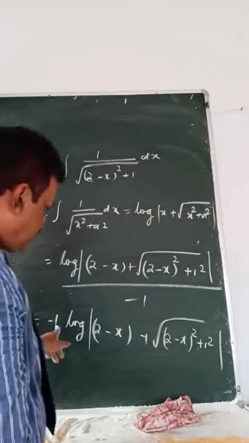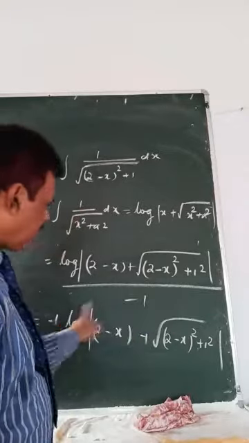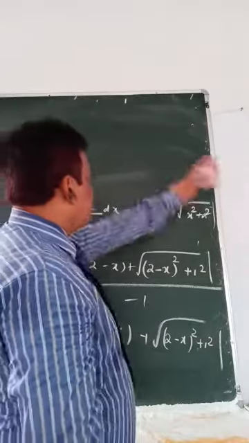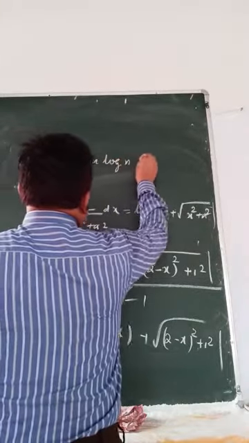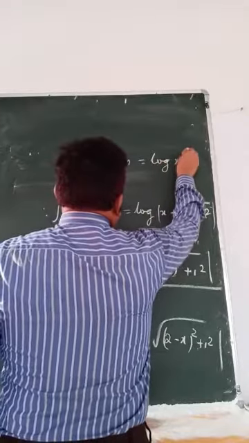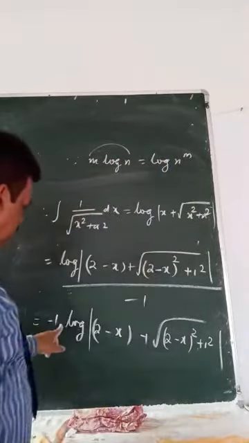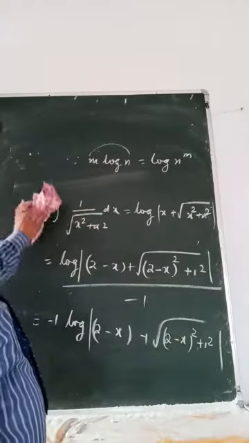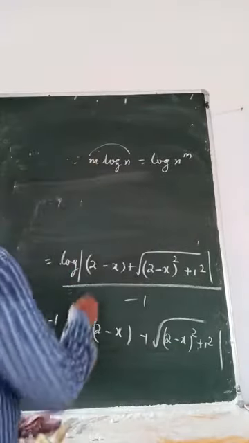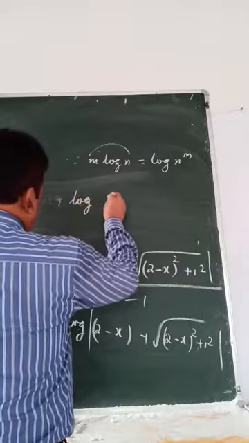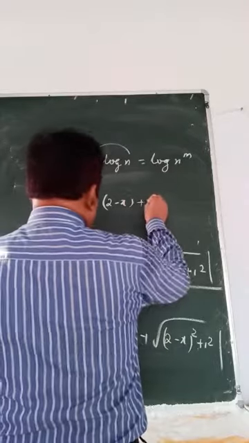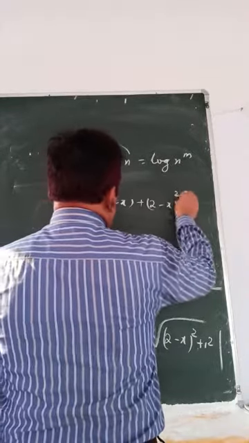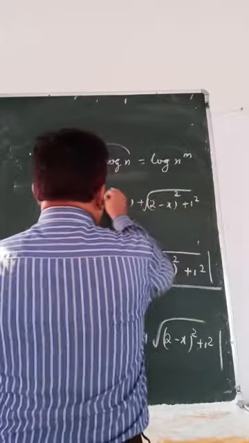Okay, where will this minus 1 go now? You can simplify more, this will become a power. Power means, since n log m is log m to the power n, this becomes a power. So minus 1 will become the power of this. So that will be log of 2 minus x plus root of 2 minus x whole square plus 1 square, with power minus 1.